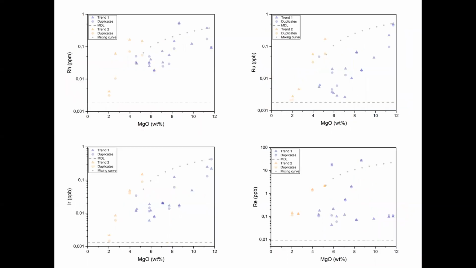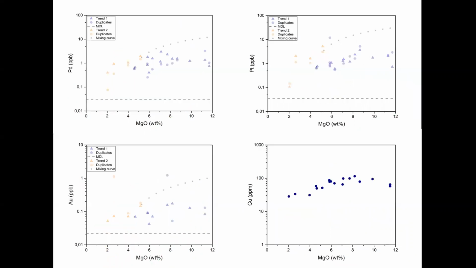Taking a look at the PGEs, we can see two distinctive trends that can be observed after the first analysis, which here is in orange and blue circles. The first trend, despite the scatter, shows it's decreasing up to about 5.5% of magnesium when there is a reversal followed by a second decline. So that was interpreted to be a new magma pulse to the system, which is consistent with the previous assumption.